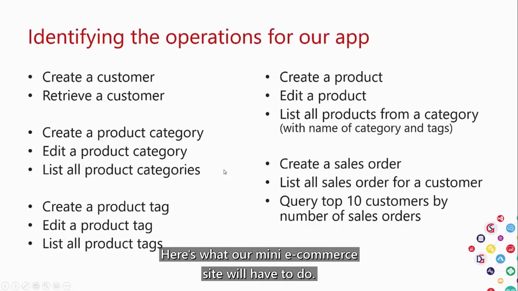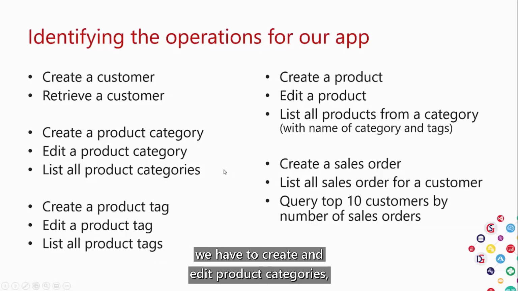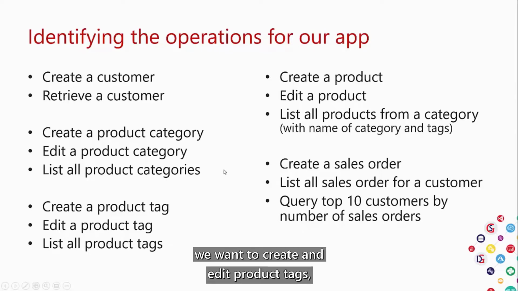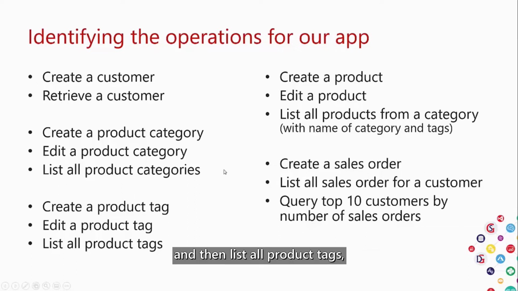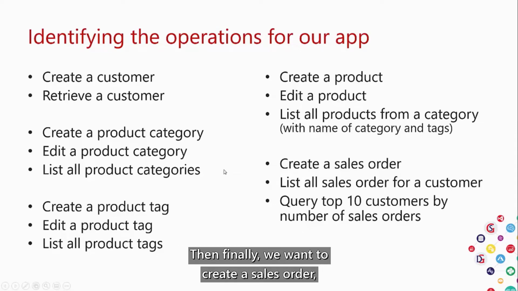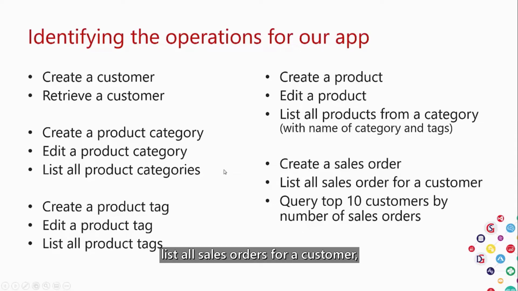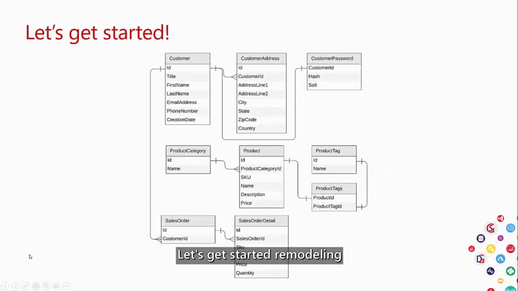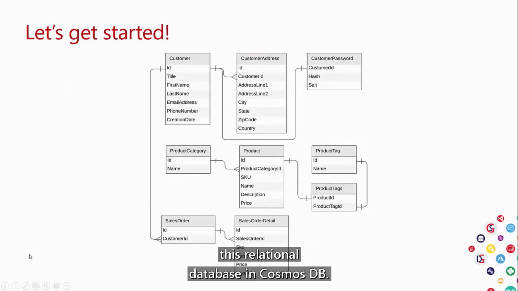Here is what our mini e-commerce site will have to do. We have to create a customer, retrieve a customer. We have to create and edit product categories and then list all product categories. We want to create and edit product tags, and then list all product tags. We'll want to create a product and edit products, and then we want to list all products from a category, with the name of the category and the tags. And then finally, we want to create a sales order, list all sales orders for a customer, and then query top 10 customers by the number of sales orders. Okay, so let's get started remodeling this relational database in Cosmos DB.